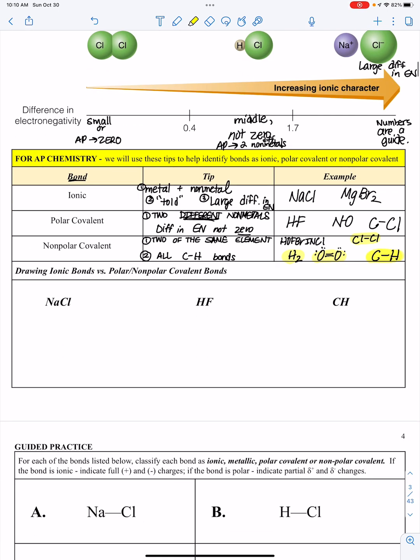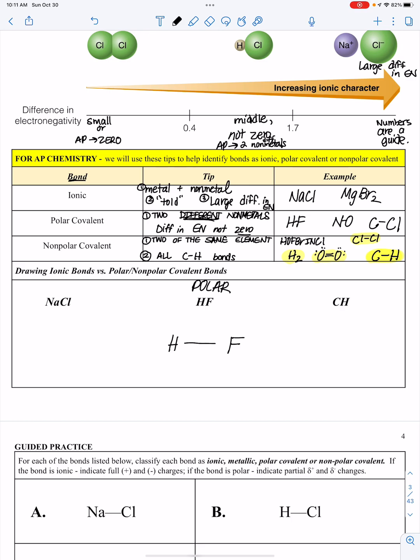There's going to be a specific way we're going to be drawing these polar and nonpolar covalent bonds and ionic bonds. I'm going to start with HF, which is polar. Two different elements. So the way that we draw this is we draw an arrow.